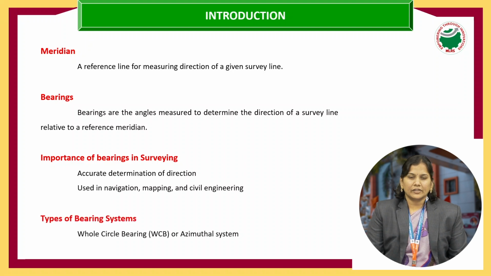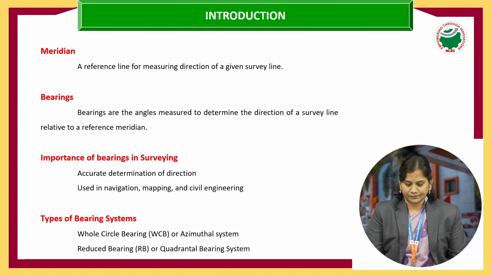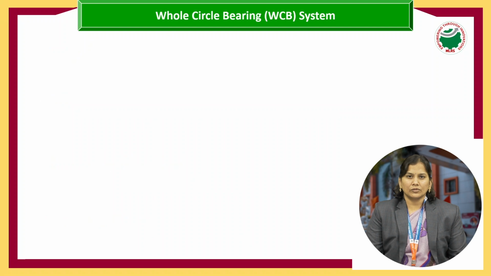There are mainly two different types of bearing systems used in surveying. First one is whole circle bearing system or azimuthal bearing system, and second one is reduced bearing system or quadrantal bearing system. Let's move on to the topic whole circle bearing system.